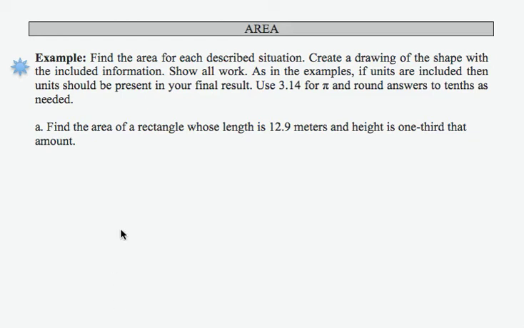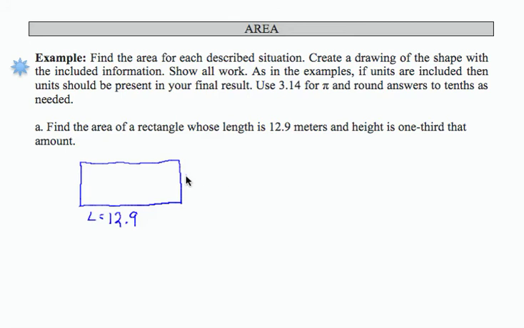In this example, we're asked to find the area of a rectangle whose length is 12.9 meters and whose height is 1/3 that amount. We need to draw a picture in this situation so that we can visualize exactly what's going on and identify the lengths of the sides that are important for our area formula. So I have a rectangle and the length is 12.9 meters, so I'm going to write that here.